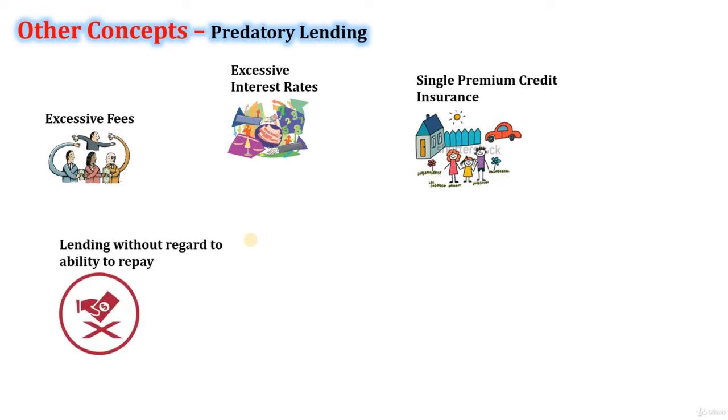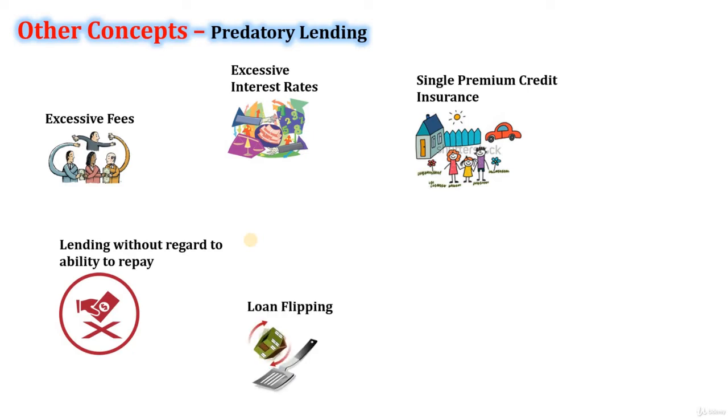Lending without regard to ability to repay. Loans may be made without regard to a borrower's ability to repay the loan. In these cases, the loan is approved based on the value of the asset, the home, that is used as collateral. In some cases, monthly payments have equaled or exceeded the borrower's total monthly income. Such lending can quickly lead to foreclosure of the property.